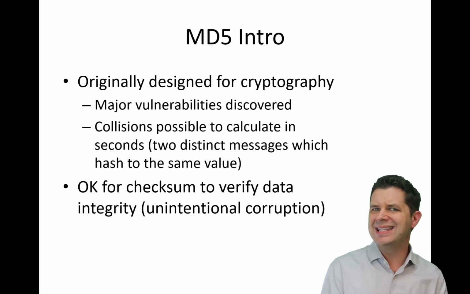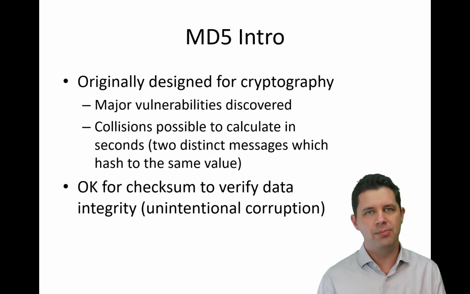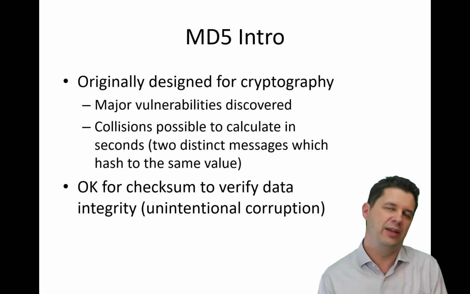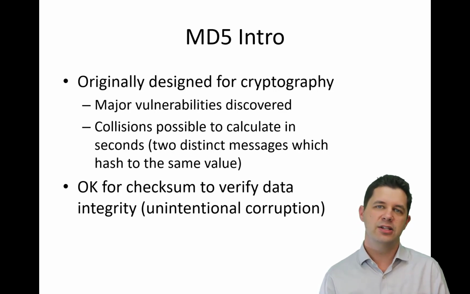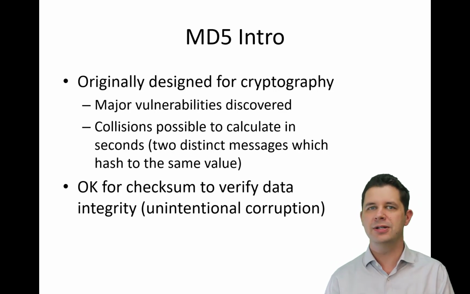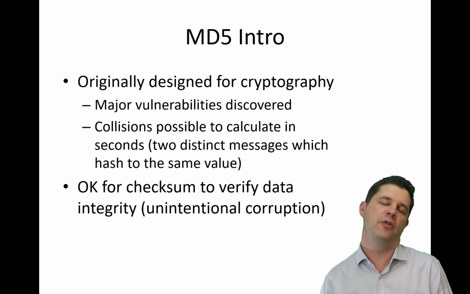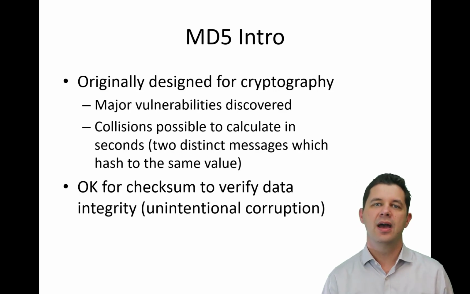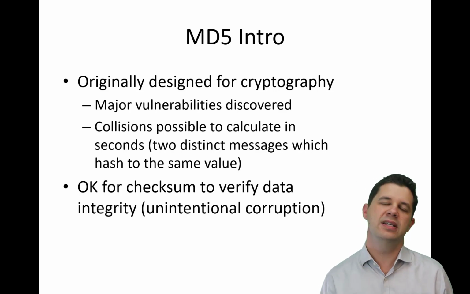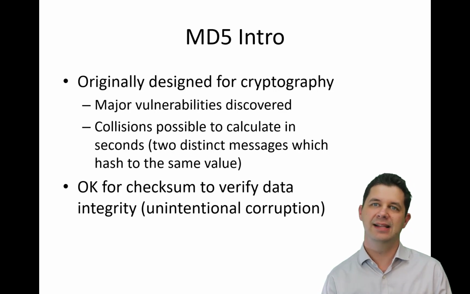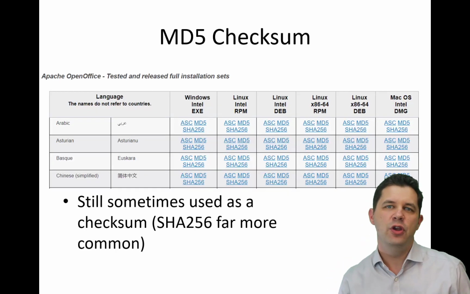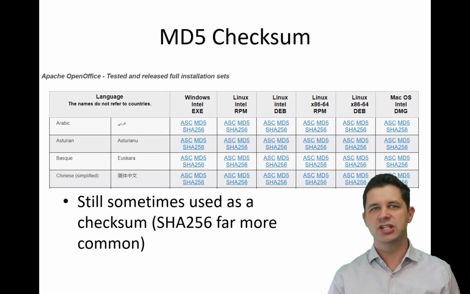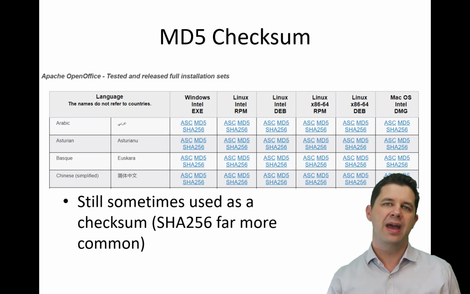Generally though, for unintentional corruption, you won't match those two values. It will be really, really unlikely. And so it's okay as a checksum for unintentional corruption, but when we're meaning to perform corruption, like trying to slip a virus or something in somewhere, then we wouldn't be using something like the MD5 hash, because these collisions can occur.